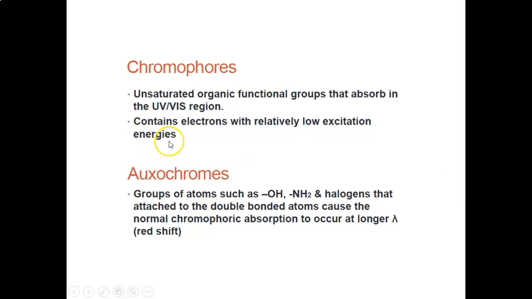A chromophore is an unsaturated organic functional group that absorbs in the UV-visible region. It contains electrons with relatively low excitation energy, while auxochromes are groups of atoms such as OH, NH2, and halogen that attach to the double bond atom and cause the normal chromophoric absorption to occur at longer wavelength, or redshift.